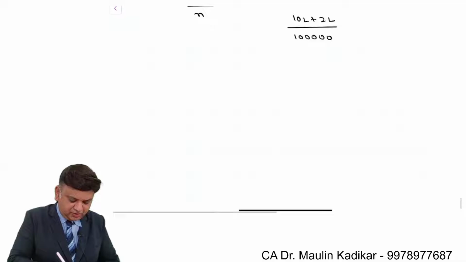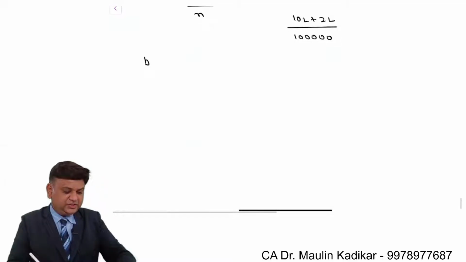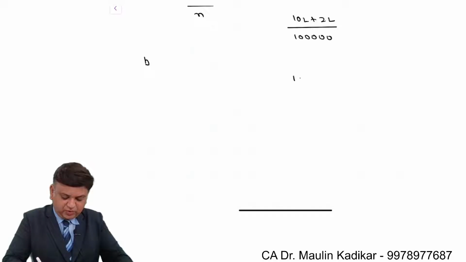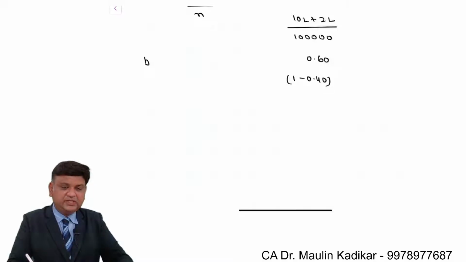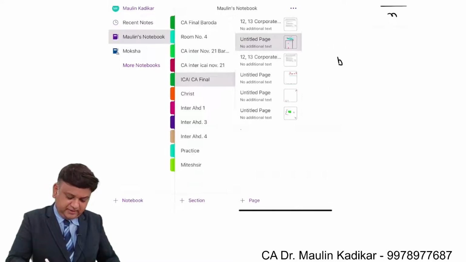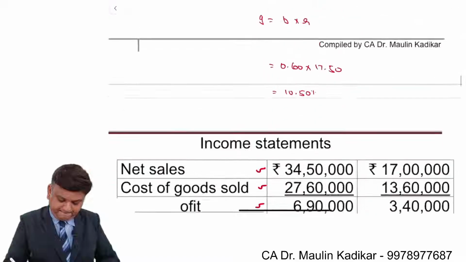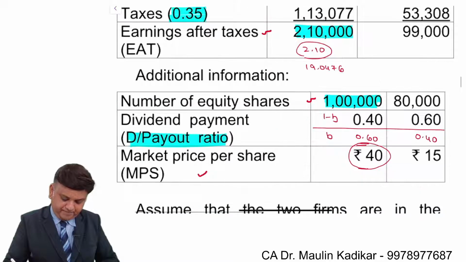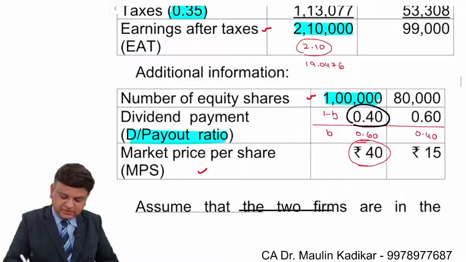Afterwards, we'll make the calculation of the retention ratio. As far as the retention ratio is concerned, it is 1 minus dividend payout ratio. That is 0.6, because the retention ratio is 0.4. I'm sorry, the dividend payout ratio is 0.4 for the first company. Dividend payout is 40%, so the retention is 60%.